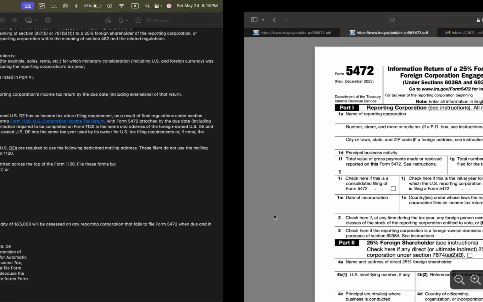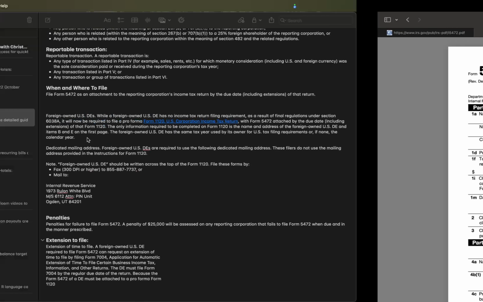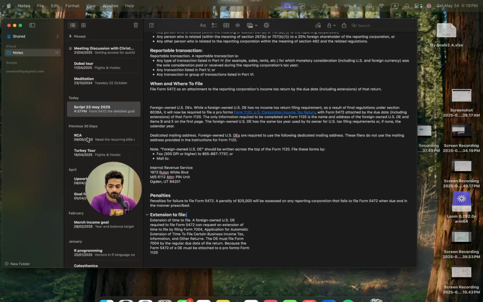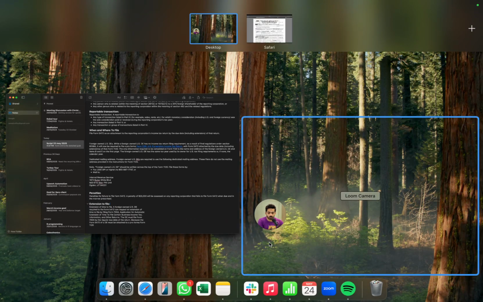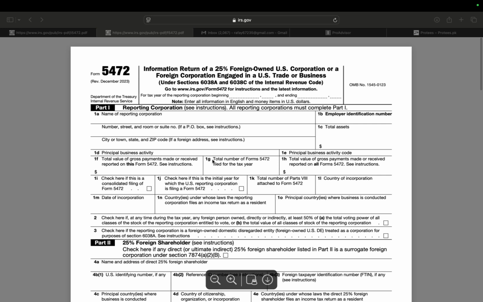So let's head over to the actual form, see what the actual form looks like, and look up what exactly we can do about that form. Okay, so we can head over to this form, and here we go. We have a 5472 form. So how exactly are we going to add the information in there? The main information that is required right up here is your total assets, your company's corporation name, your EIN number, your street address, your city, and your principal business activity code.